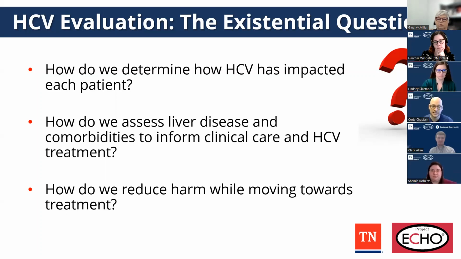That means assessing liver disease as well as comorbid conditions that will allow us to most effectively care for that person as well as to most effectively treat their hepatitis C. And also this comes down to this idea of harm reduction. How can we reduce harm both to the individual as well as the public health while moving them towards treatment? Treatment is great. There's no question a lot of our discussions are going to focus on selecting treatment and facilitating treatment for hepatitis C, but evaluating a person as a whole can really help us navigate their health challenges in concert with hepatitis C treatment and management. Next slide.